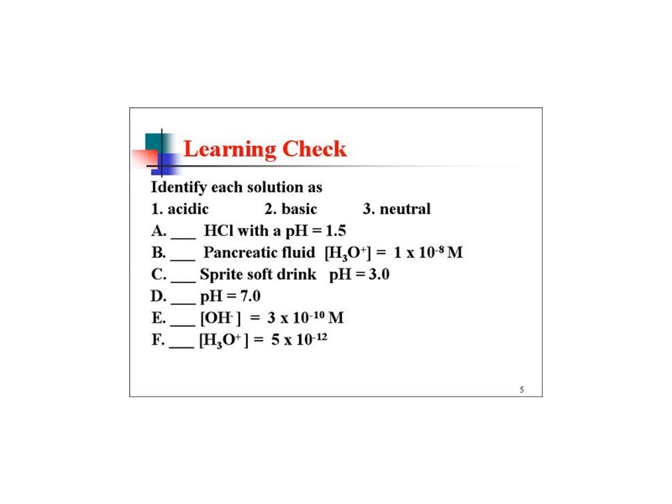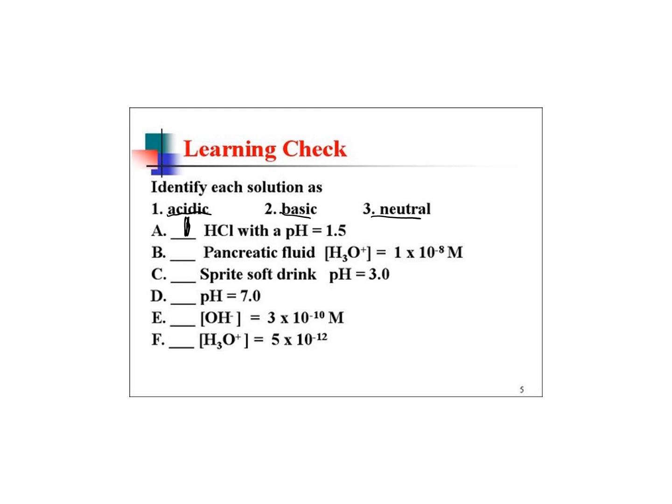So let's do a learning check to finish out our chapter on acids and bases. I have a number of solutions here, and I want you to determine if they are acidic, basic, or neutral. So we'll put the number in the slot that helps us define that. Hydrochloric acid has a pH of 1.5. That one should be acidic because our pH is less than 7. Remember, hydrochloric acid is the acid in your stomach that helps you digest food.